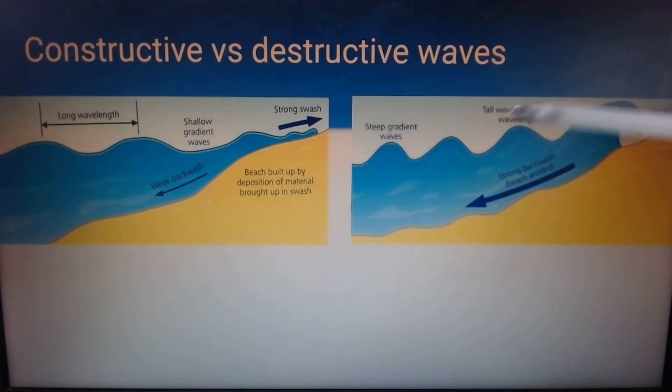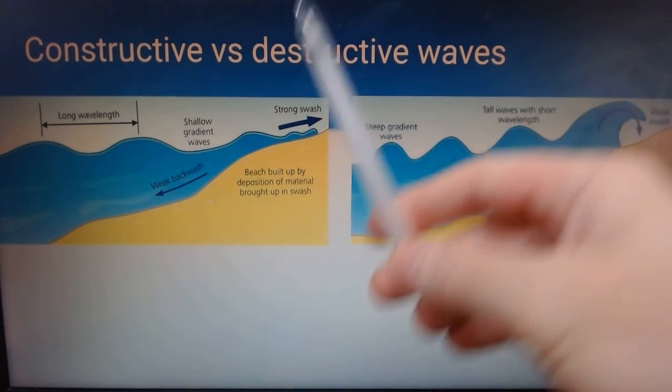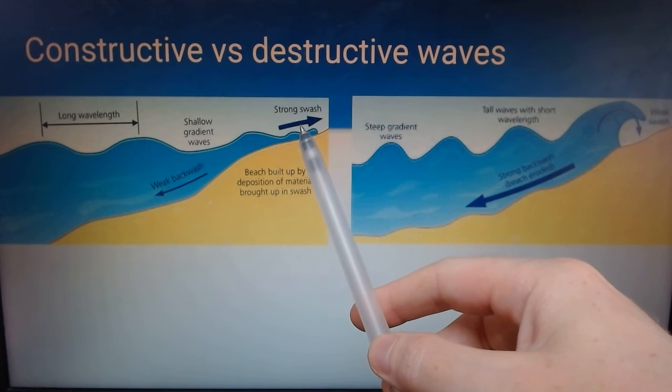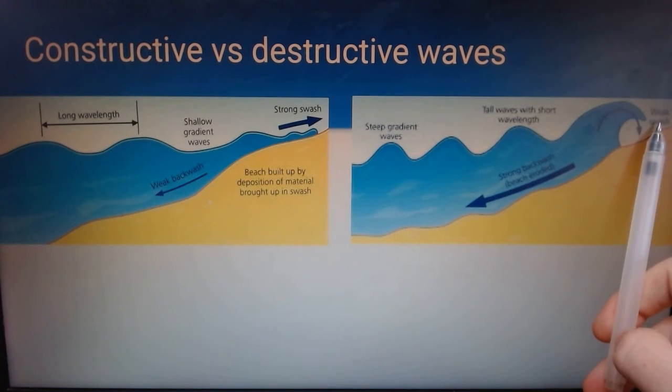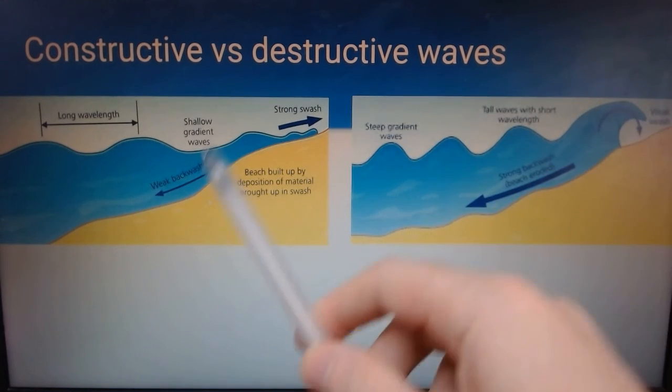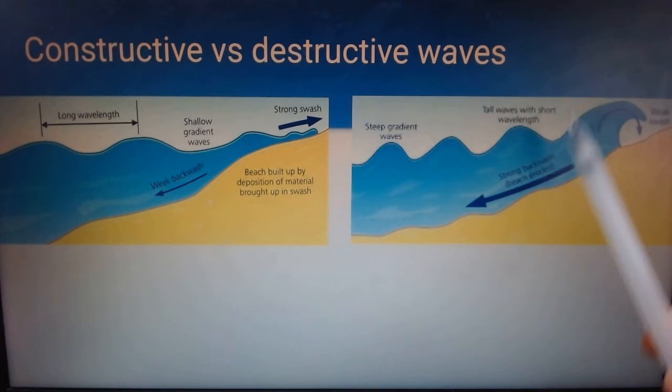They come very quickly and they're very high. So if you've ever been out in really wavy water, you'll notice just as one wave hits you and you kind of recover, another one's about to smack you. So constructive is what we call a strong swash, whereas destructive is a weak swash. Constructive is a weak backwash, whereas destructive is a strong backwash. We will look at those words, swash and backwash, in just a moment.